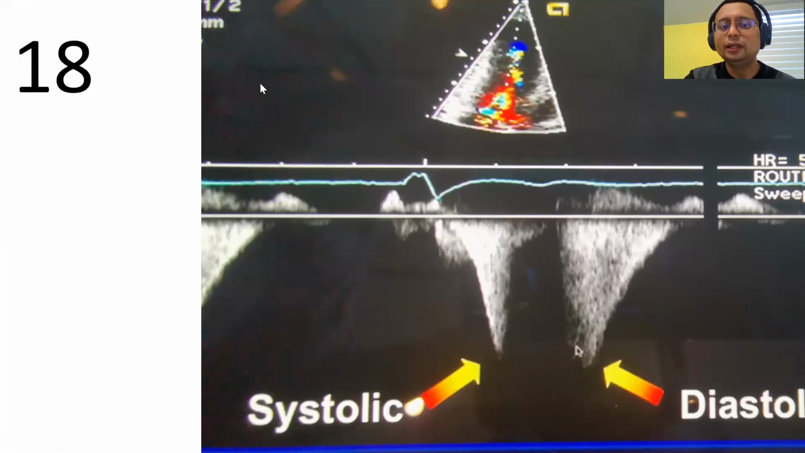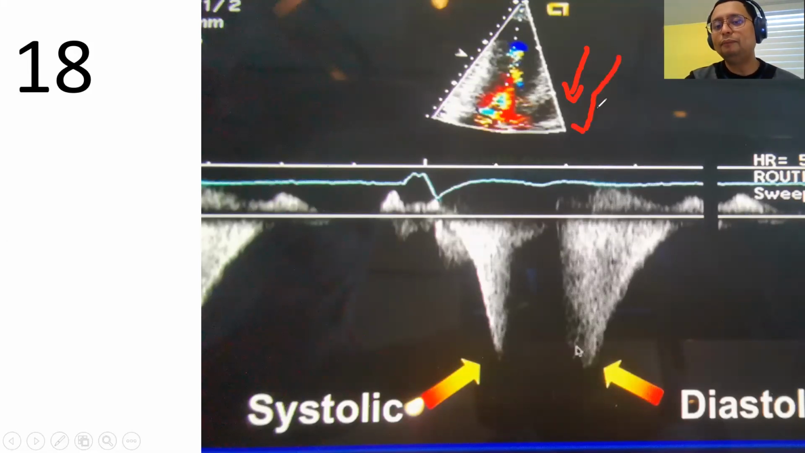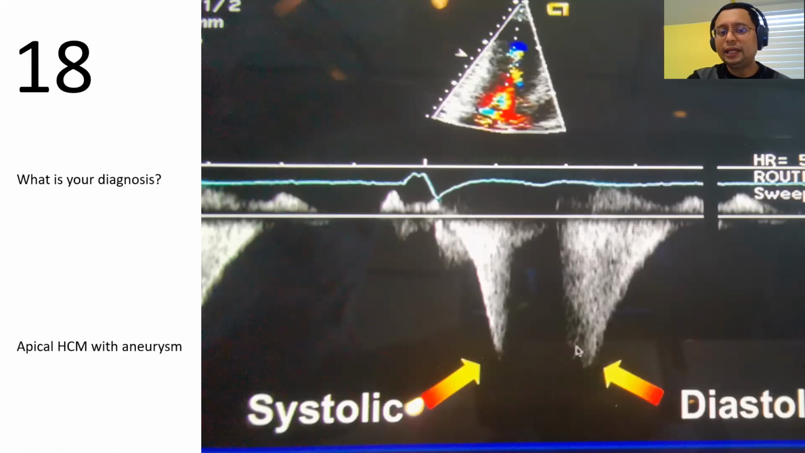So what is happening during systole? There is some flow down. Now, during diastole, the aneurysm recoils and pushes the blood flow towards the base of the left ventricle. So you have a flow during systole and a flow during diastole. So this is apical hypertrophic cardiomyopathy with aneurysm, right? We have 4 or 5 cases left. Apical HOCM with aneurysm.